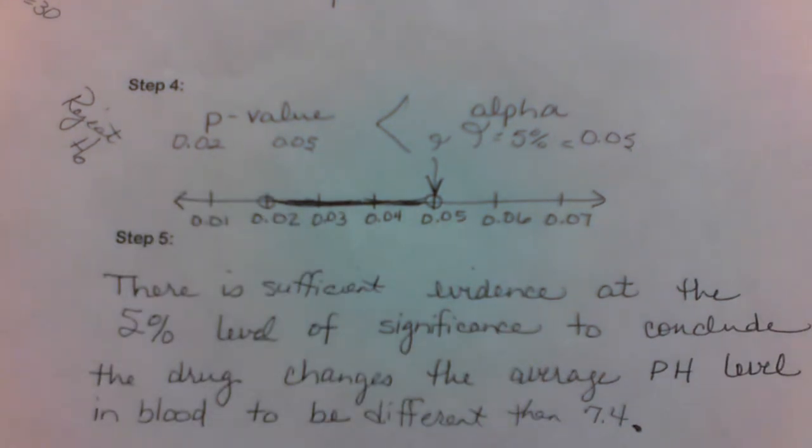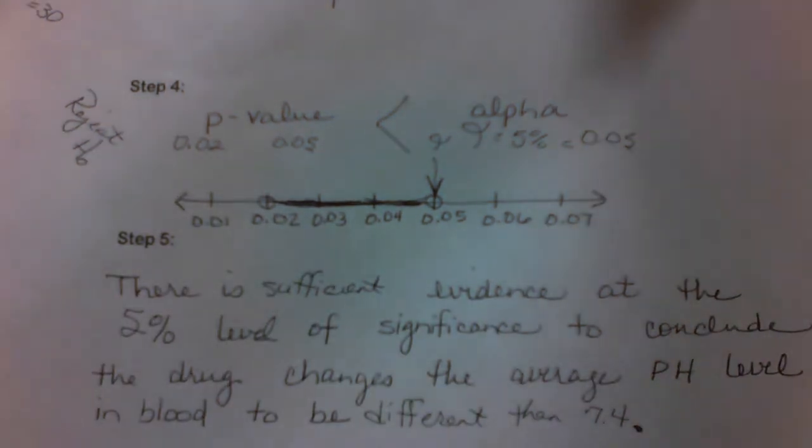So there is a problem that uses all 5 steps, and this time using the student's t-distribution. So we're going to look at one more, so hopefully you can get a better idea of how to do this. Now we're doing number 16. That's on page 438.